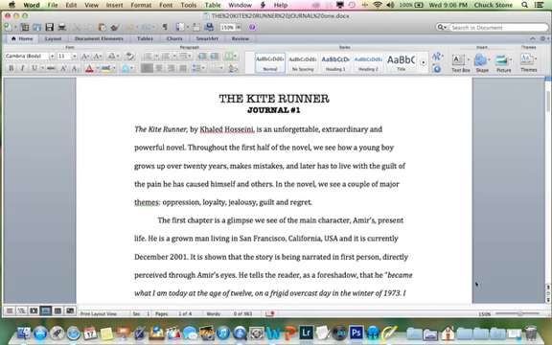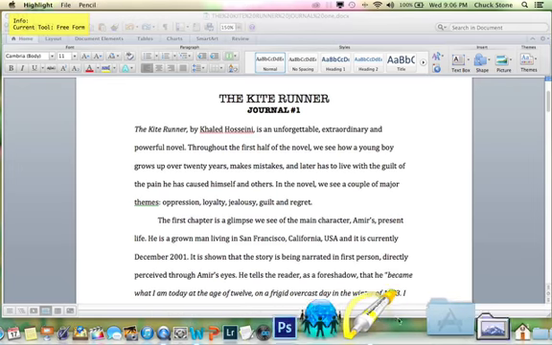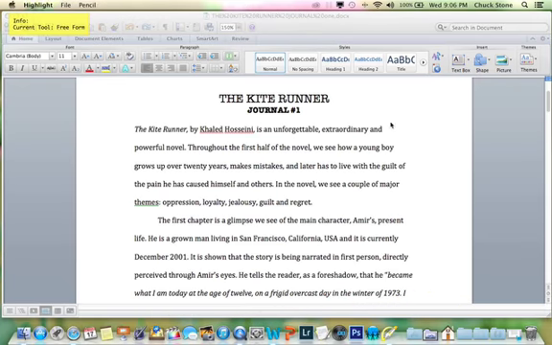Okay, taking a look here. Obviously, it's Kite Runner Journal number 1. No problem with the name of the title there, but when you're doing your titles, make sure that it's exactly the same font and type as the text in the body. So down here we have The Kite Runner by Khaled Hosseini. That's in 12-point font, Times New Roman. The title should be that as well.